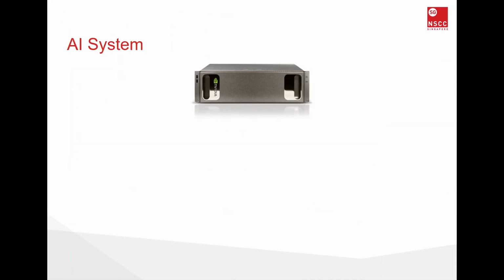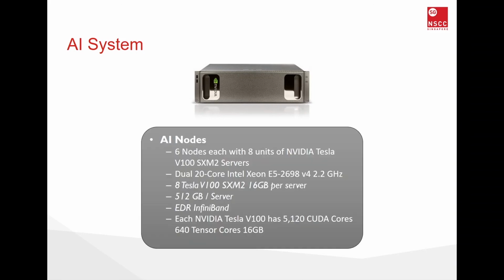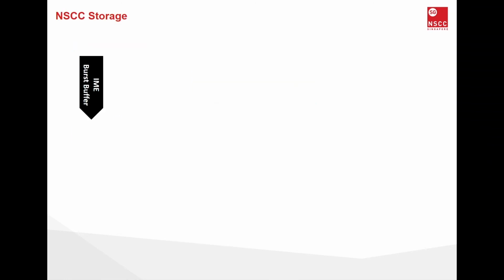In the DGX setup, we have a total of 6 DGX servers. Each is configured with 40 CPUs and 8 V100 GPUs. We have 512 GB of memory per server. All the infrastructure is connected through a Mellanox 100 Gbps network.